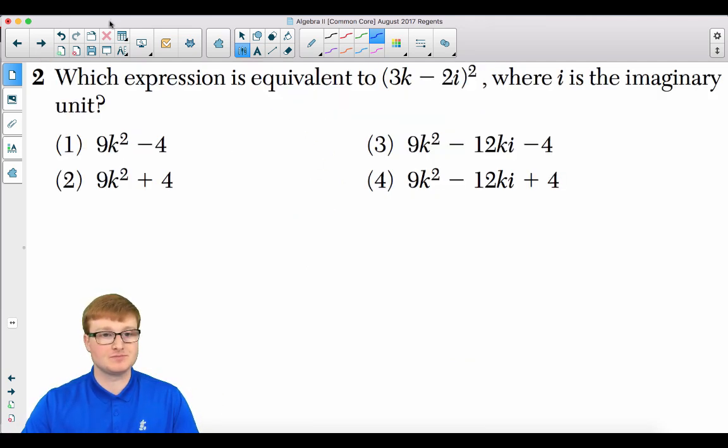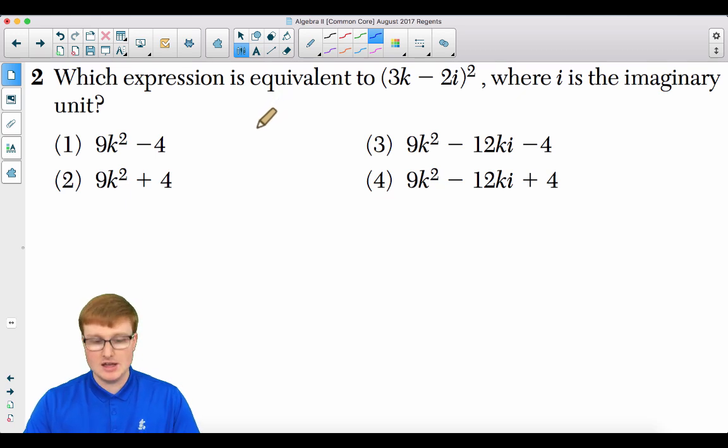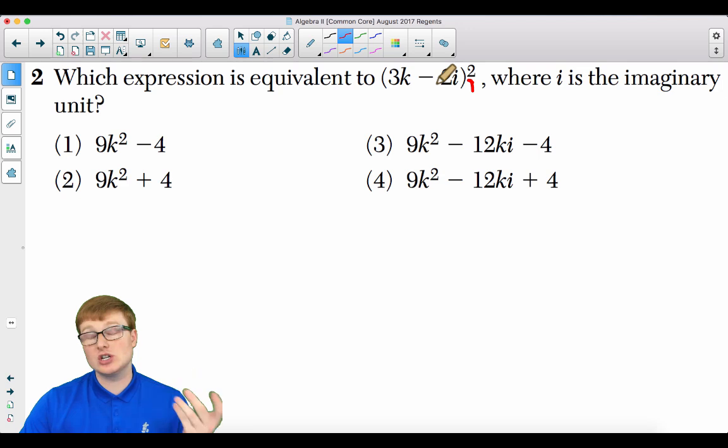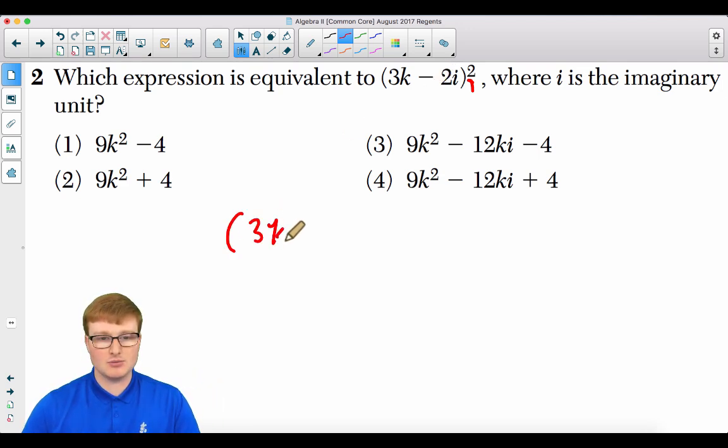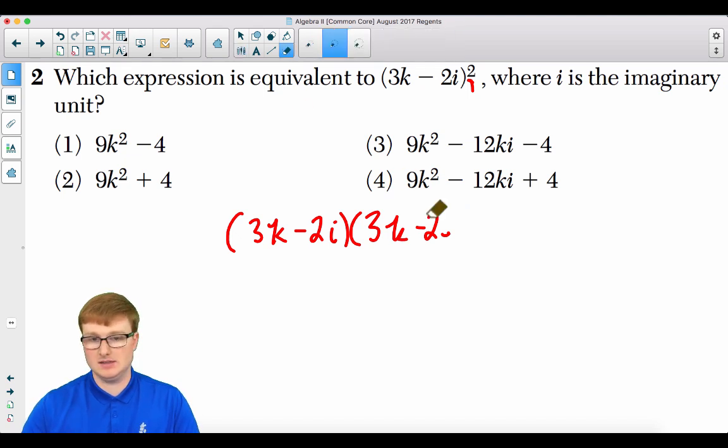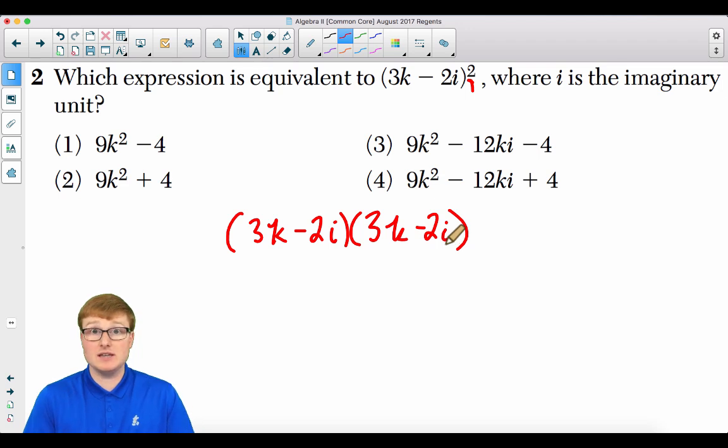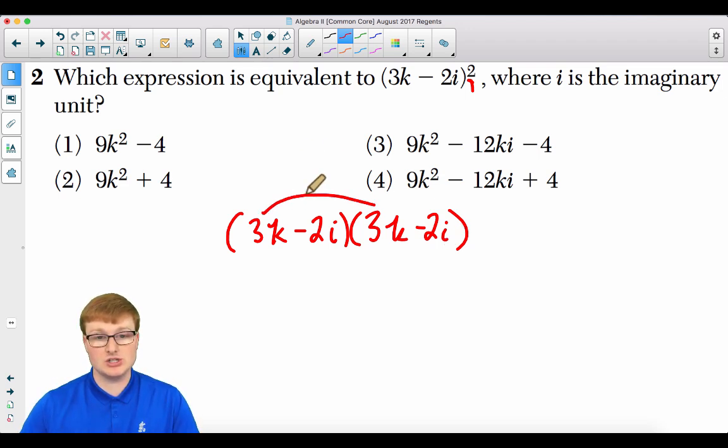Moving on to question number 2. Which expression is equivalent to 3k minus 2i squared, where i is the imaginary unit? Whenever you see a squared binomial or trinomial, whatever it is, you just write it twice and solve. So this is really saying, solve for 3k minus 2i, 3k minus 2i. Now, from here, you just simply distribute. So we do the first, the outer, the inner, and the last. If you like FOIL, I just say distribute.